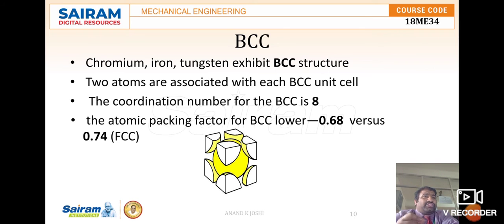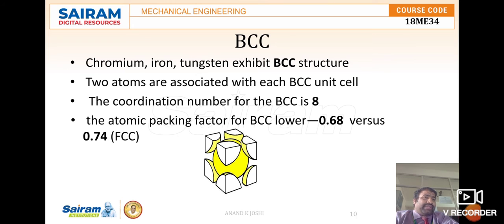Then the coordination number of BCC is 8. You can count this total coordination number, because already two atoms are associated with each unit cell. So that is 4 into 2, that is 8, the total coordination number. And the atomic packing factor for BCC is lesser as compared to FCC, because here it is only 68%.